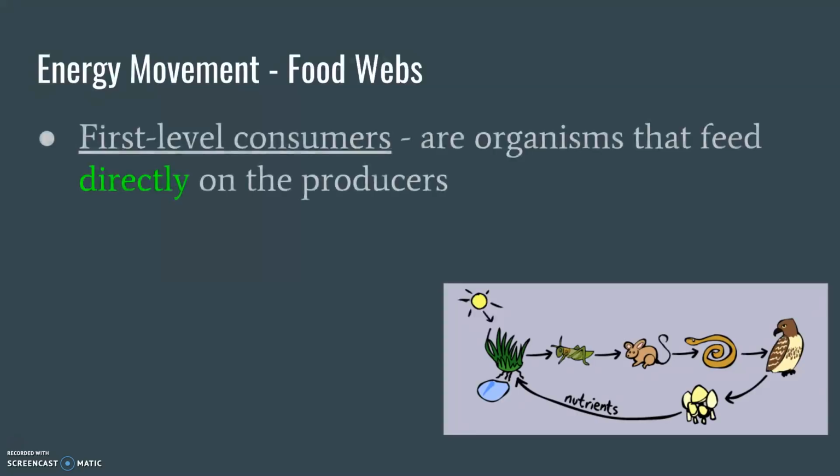So first level consumers, or organisms that feed directly on the producers. Think of it this way. If you're running a race in track, and you're the first one to cross the finish line, you're first, right there. Pretend the finish line is plants. Okay, that's all you have. This is super easy. The first thing to eat the plants, boom, right here. That's our first level consumer. This grasshopper is our first level consumer. He's eating directly on the plants.